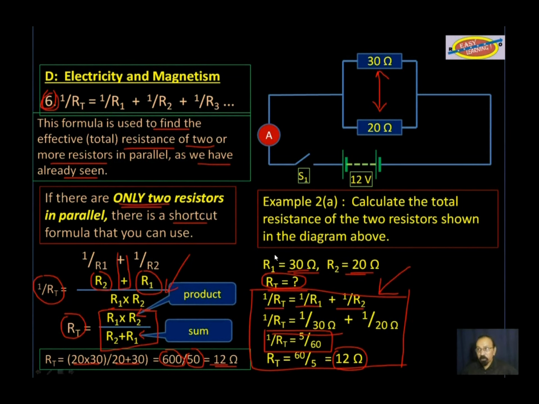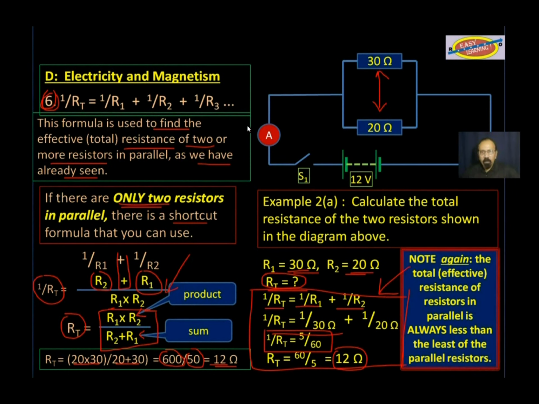1 over R total is equal to 1 over R1 plus 1 over R2 plus 1 over R3, and so on. Note again, the total or effective resistance of resistors in parallel is always less than the least of the parallel resistors.